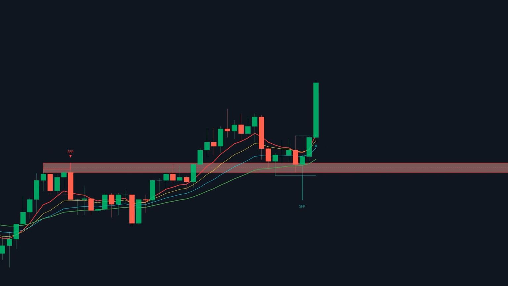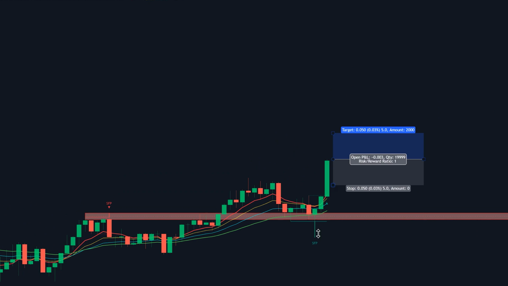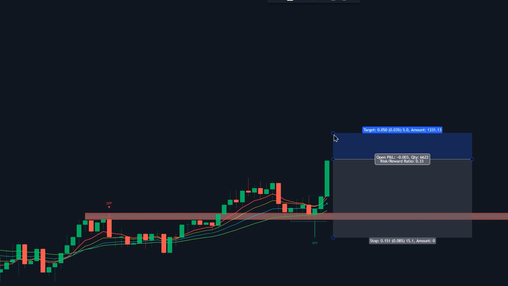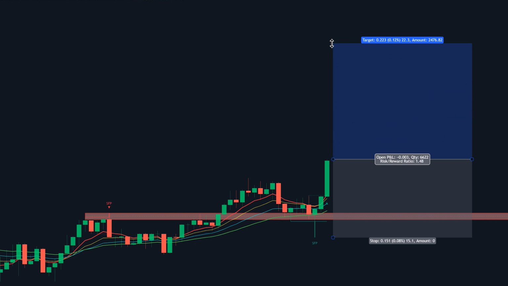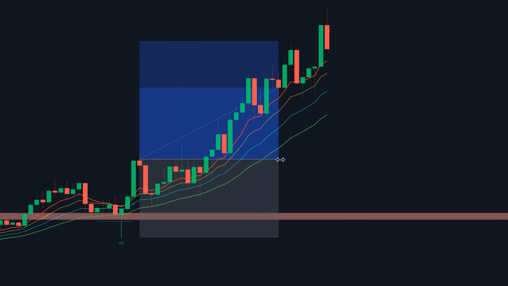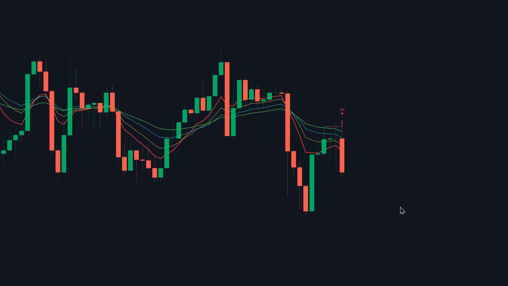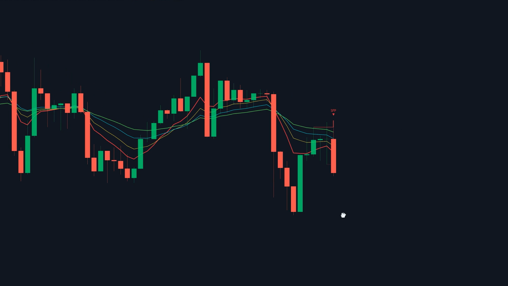We enter a long position here. The stop loss is going to be put at the most recent swing low. And for the take profit, well, we're going to target a risk-reward ratio of 1 to 1.5. Letting the trade run and take profit. Now, for a short position, we of course want to do the opposite of everything we just did for this long position.